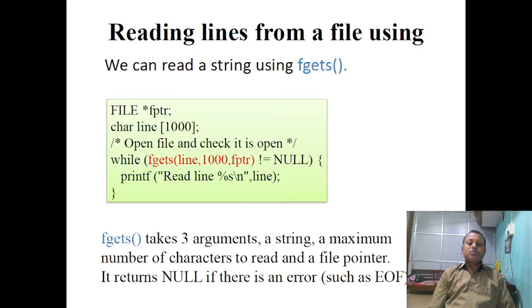Now, reading lines from a file using fgets. fgets reads a string. It takes three arguments: a string, which is the first argument, a maximum number of characters to read, and a file pointer. Here, fptr is the file pointer, and the line is read. It returns NULL if there is an error, such as end of file.